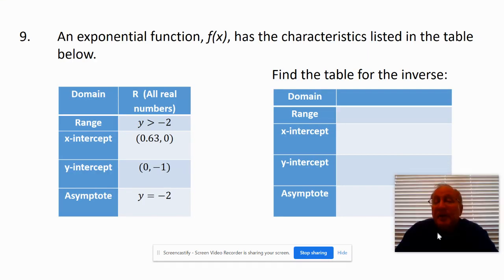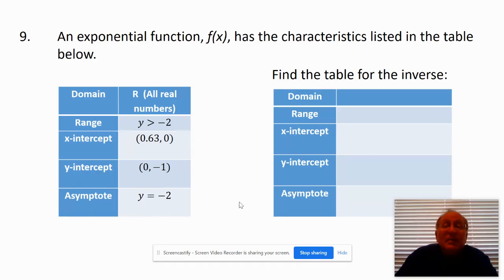Okay, hey, here we're going to find the inverse of this exponential function and its characteristics. First off, we have this table right here. And here's the thing about inverses: basically, the x's and y's kind of change places. So let's look at what we have first.